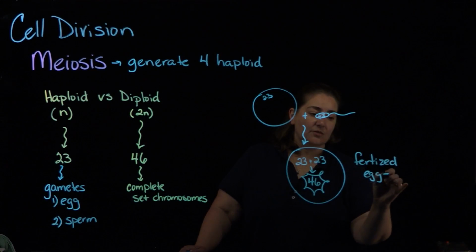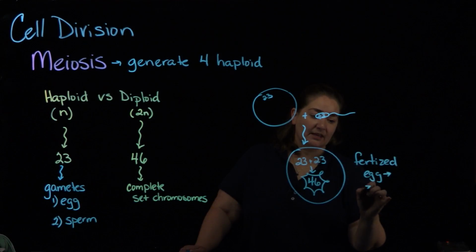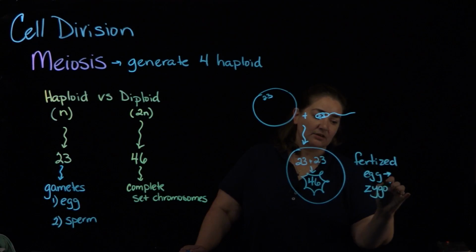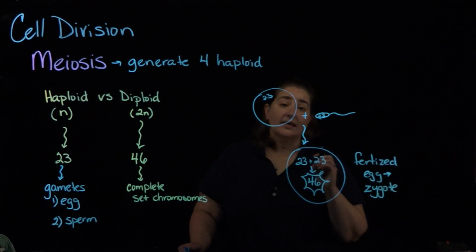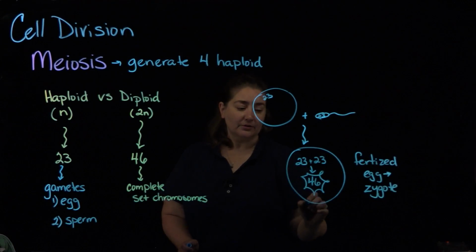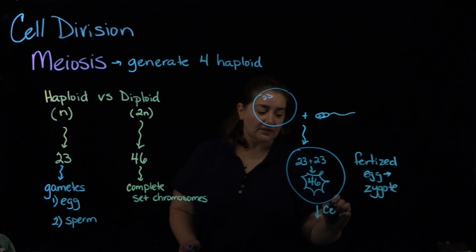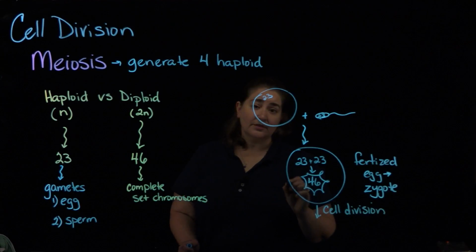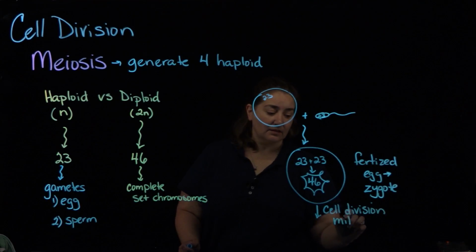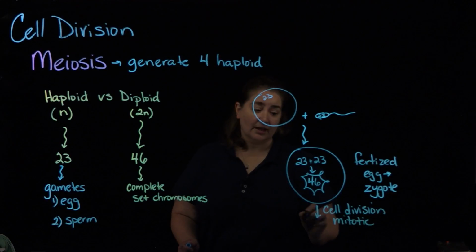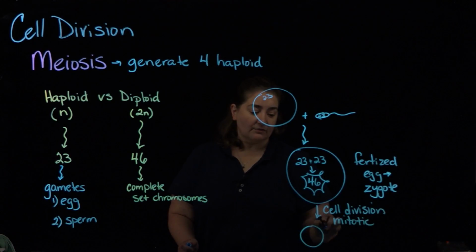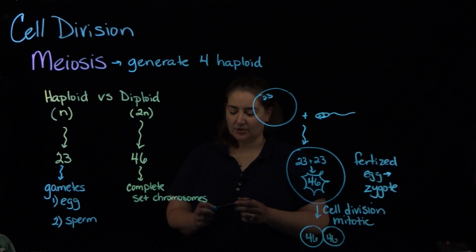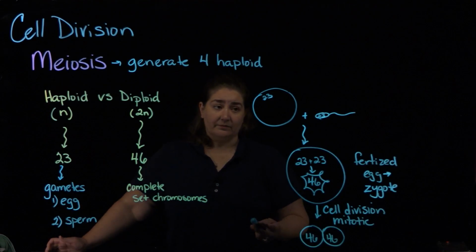Once the sperm fuses with that egg, that generates our zygote. Then after fertilization, cell division happens. That cell division is going to be mitotic. You're going to have mitosis, starting with 1 cell and ending up with 2 cells that have 46 chromosomes, and so on and so forth, until you generate the whole organism.